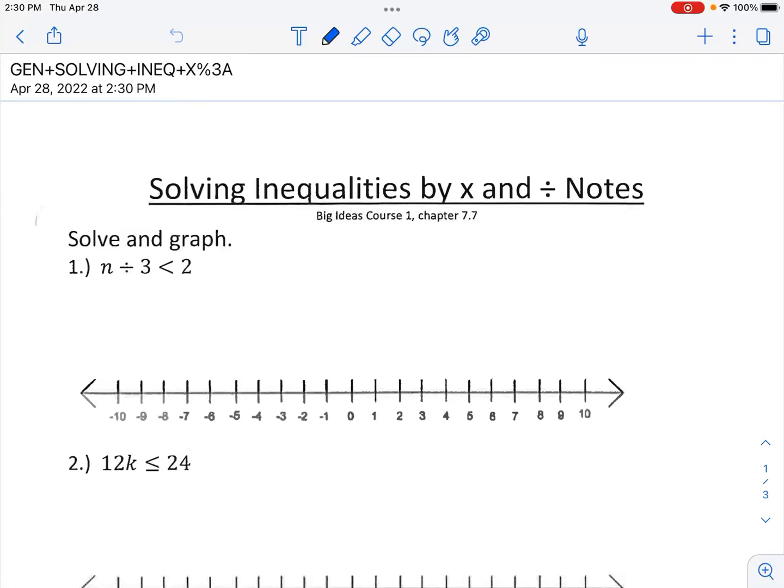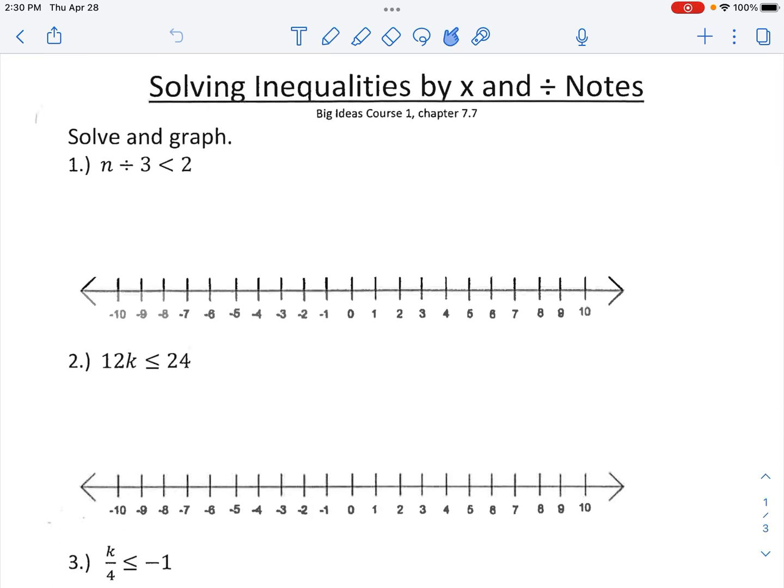Good morning, everyone. All right, so we've been solving inequalities for a while and graphing. So now we're going to solve by multiplying and dividing. And just as I told you with adding and subtracting, the process is exactly the same as it was for equations. So solve and graph.